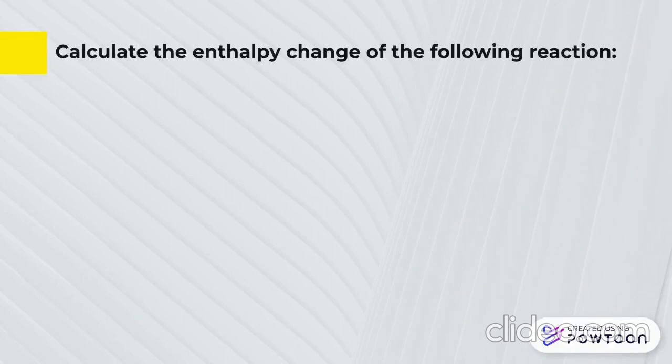Now, let's try with our first problem. Calculate the enthalpy change of the following reaction. Ammonia plus hydrochloric acid goes to ammonium chloride. So in our first step, we need to make sure it is balanced first. And after we note it's balanced already, we can now proceed.